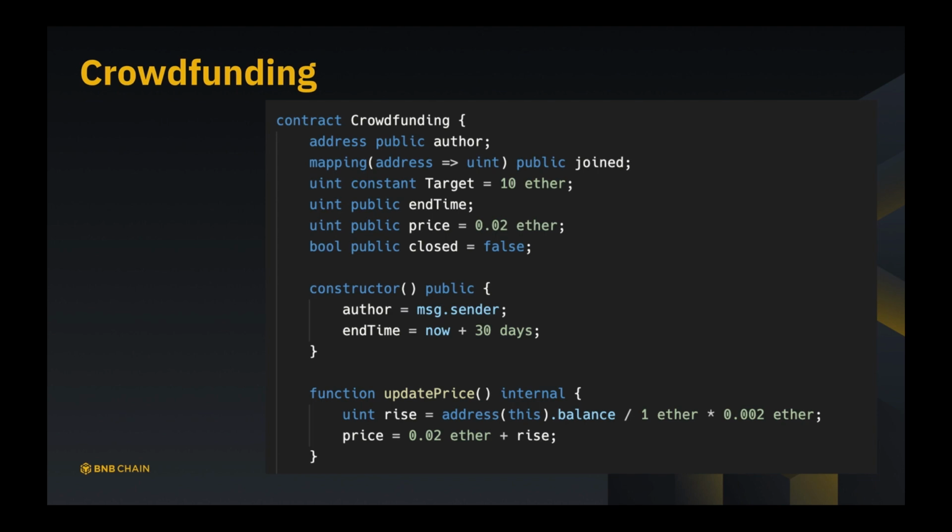Then we have a simple function called update price. We declare it as internal because we don't want anybody to access it. Then we set rise to address(this).balance over 1 multiplied by 0.002. So for every 1 Ether this balance currently has raised, the price will go up by 0.002, and initially it's 0.02, so we update the price accordingly.